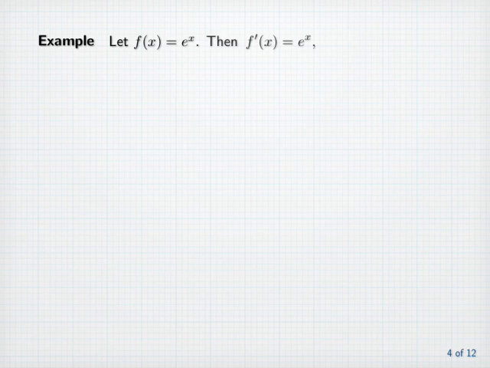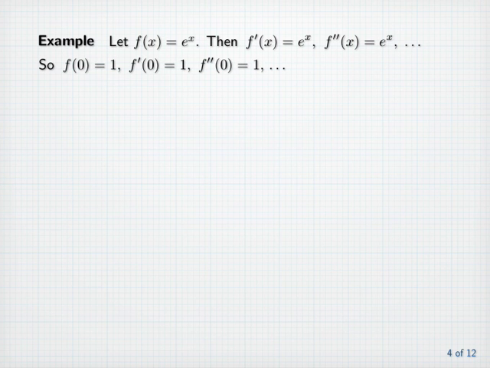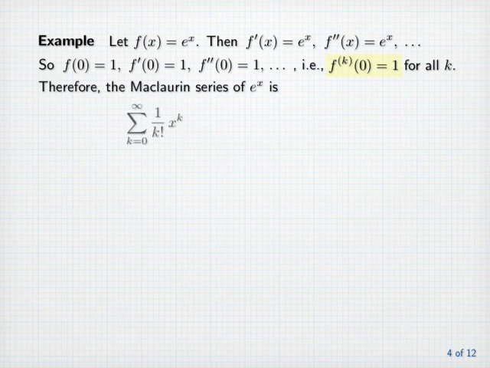Then f prime of x is equal to e to the x, f double prime of x is equal to e to the x, and so on. So f of 0 is equal to 1, f prime of 0 is equal to 1, f double prime of 0 is equal to 1, and so on. That is, the kth derivative of f evaluated at 0 is equal to 1 for all k. Therefore, the Maclaurin series of e to the x is the sum from k equals 0 to infinity of 1 over k factorial times x to the k, or 1 plus x plus 1/2 times x squared plus 1 over 3 factorial times x cubed, or 1/6 x cubed, and so on.